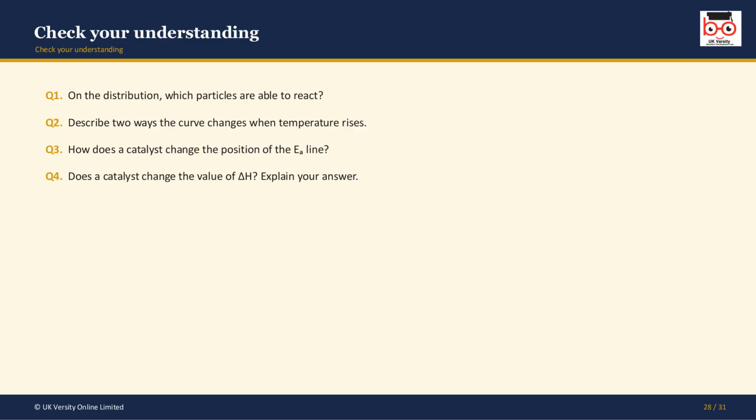Last check for this outcome. On the distribution, which particles are actually able to react? Can you describe two ways the curve changes when the temperature rises? How does a catalyst change the position of the activation energy line? And does a catalyst change the value of delta H, and why? Give those a go before moving on.